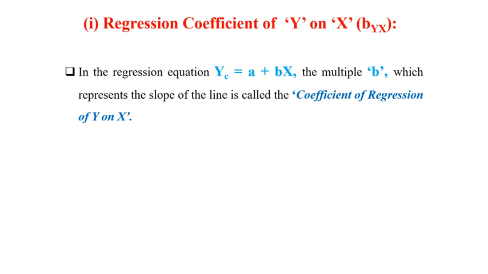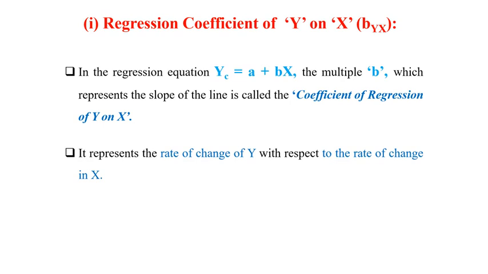Coefficient of regression of y on x is different from coefficient of regression of x on y. Byx is different from bxy. Okay, so byx means y given x. Bxy means x given y. It represents the rate of change in y variable with respect to the rate of change in x variable.